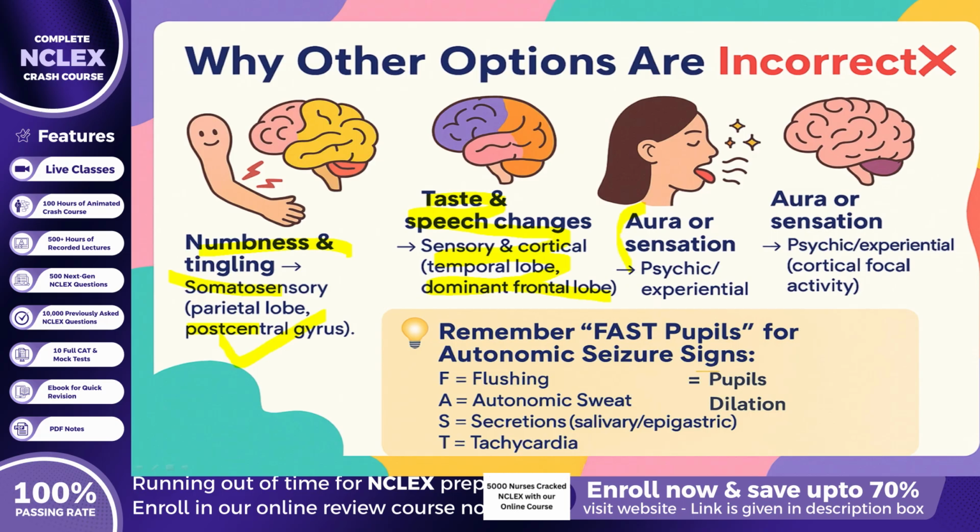Considering option 4, a subjective aura or sensation represents a psychic or experiential manifestation, often serving as an early warning of seizure onset. Auras can appear as unusual smells, sounds, or a sense of déjà vu. Although valuable diagnostically, these arise from focal cortical activity rather than autonomic dysfunction.